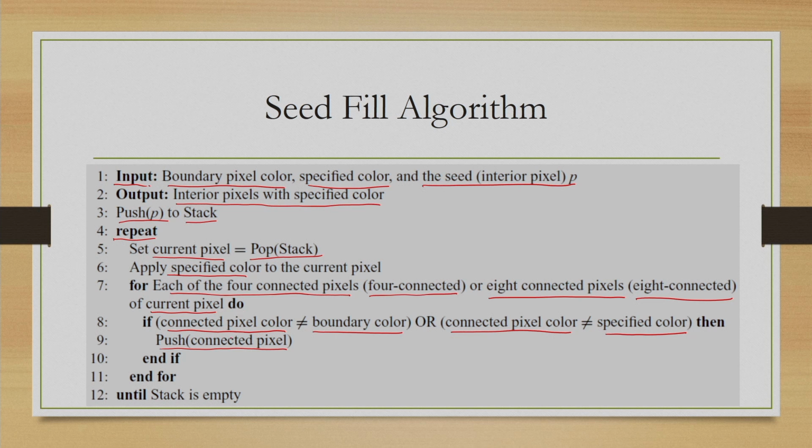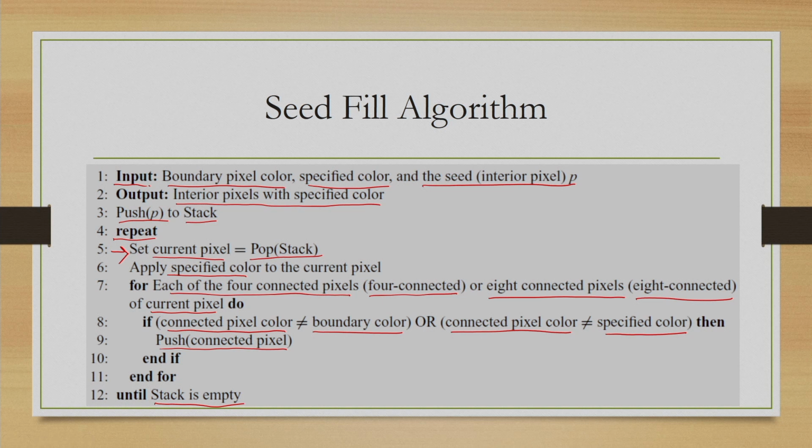So, for each pixel we push either 4 connected pixels or 8 connected pixels to the stack, depending on the nature of connectedness that we are assuming. And then we come back here and the loop continues, until the stack is empty. That means we have reached the boundary, or we have assigned colors to all the interior pixels. That is the simple idea of the seed fill algorithm.